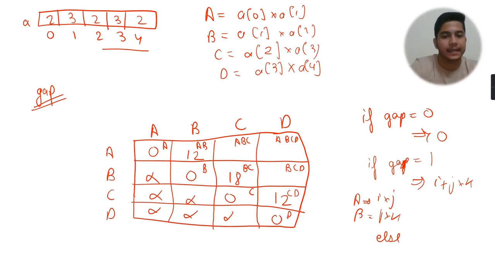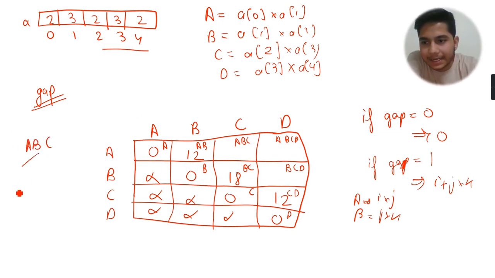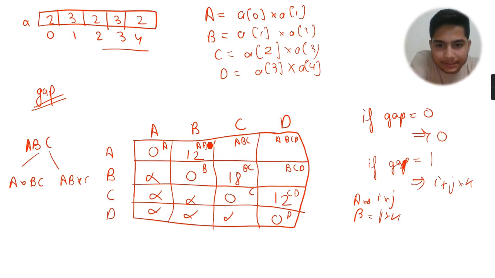Now the basic things arrive, right? Now the main thing is arriving, and I request you that please put attention to this. If I'm having ABC here, what are the parts I can break it into? Either I can break it into A and BC, or I can break it into AB and C. These are the only two possible cases.